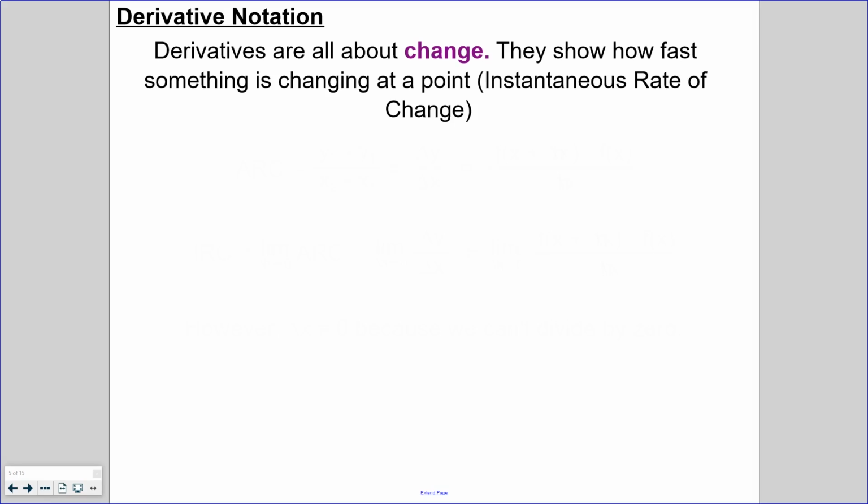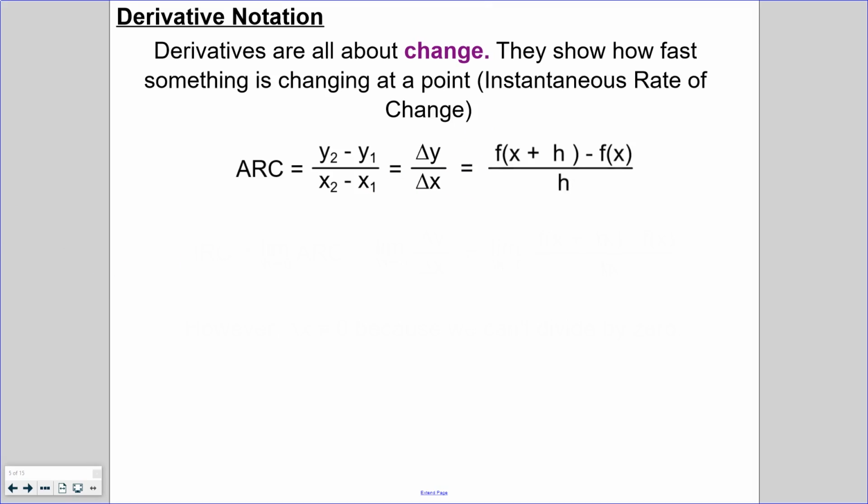So let's do a quick review of how we actually find the instantaneous rate of change. Well, first we need to start with the average rate of change, and we need to find the slope of that particular secant line, which is our normal slope formula, y2 minus y1 over x2 minus x1. If we wanted to, which we do, we can rewrite this as delta y over delta x, which means the change in y over the change in x. And then in a previous video we derived f of x plus h minus f of x all over h from delta y over delta x.